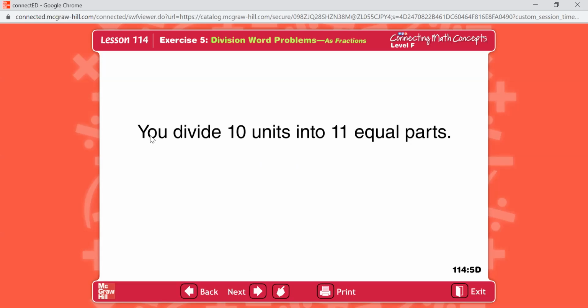Read this out loud. You divide 10 units into 11 equal parts. Say the division problem. 10 divided by 11. Now say the fraction for 10 divided by 11. 10/11. Here's the equation.